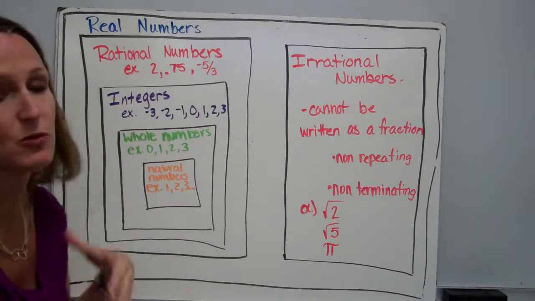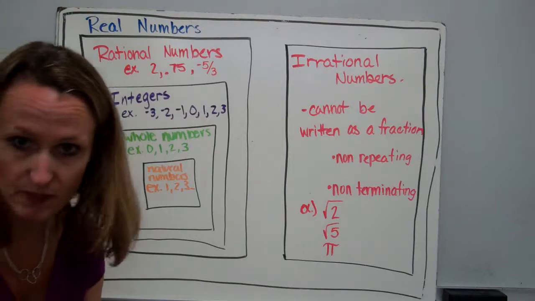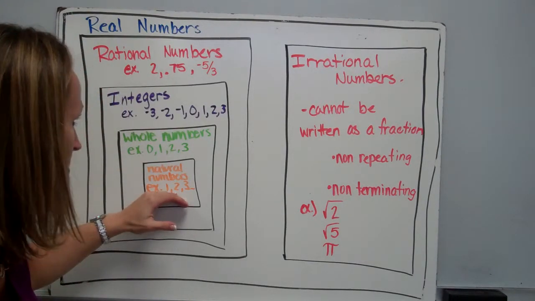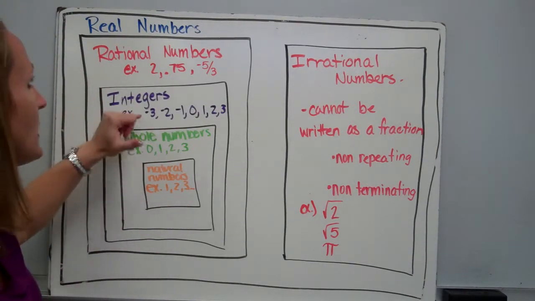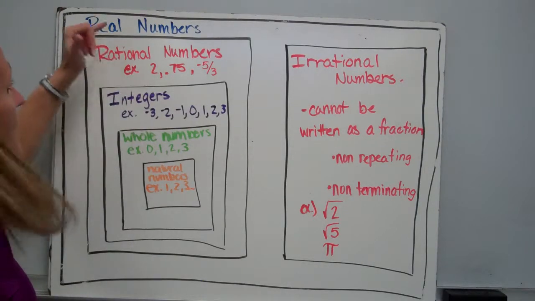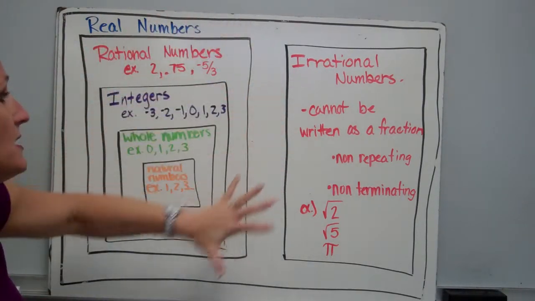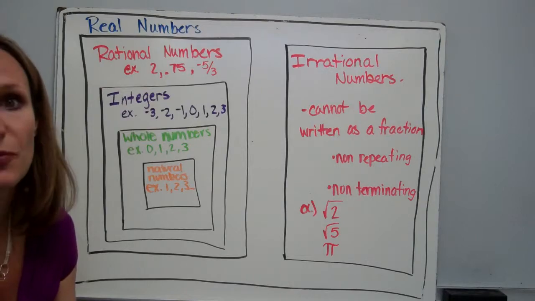Then we have natural numbers, which are the ones that we say when we count. But if it's a natural number, it's also a whole number and an integer and a rational number and a real number. So this constitutes the real number system.